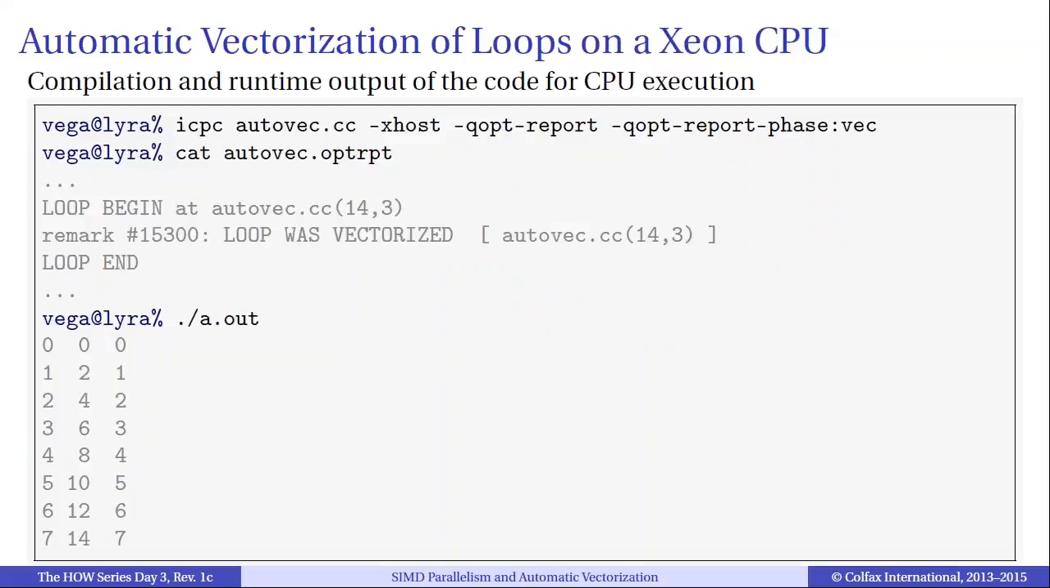Now, as promised, this is an example that illustrates that the same code we can compile both for the Xeon architecture and for the Xeon Phi architecture.